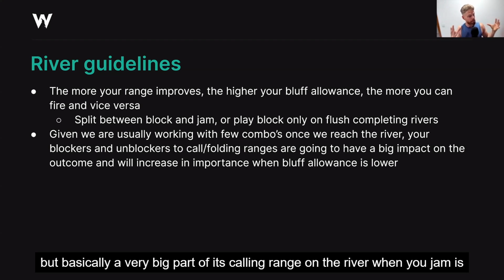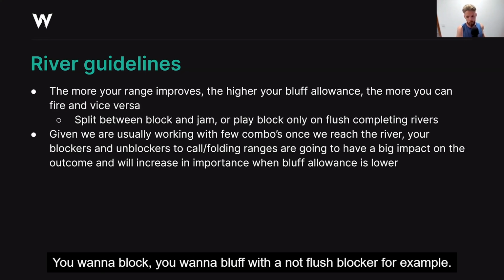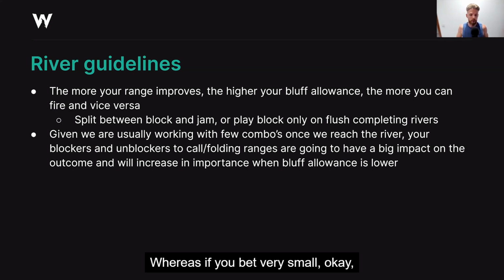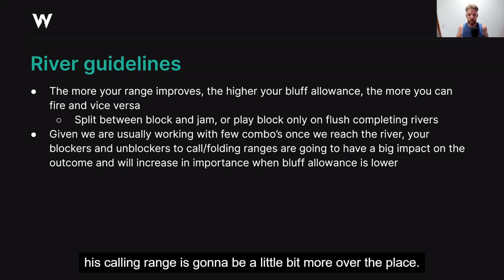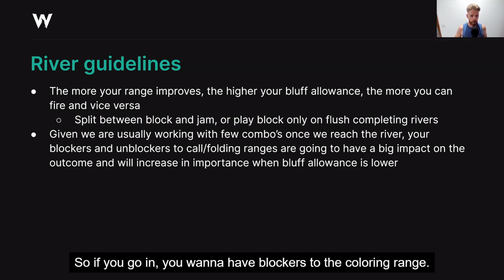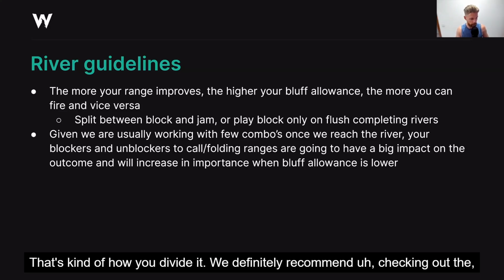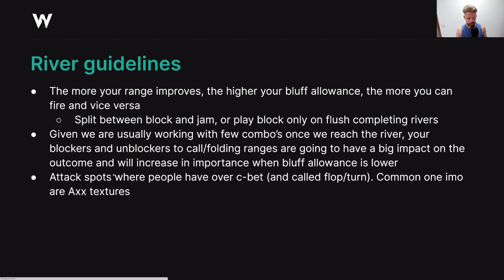But basically, a very big part of Villain's calling range on the river when you jam is going to be a flush. So therefore, you want to block the calling range. Okay, you want to bluff with a not flush blocker, for example. Whereas if you bet very small, okay, his calling range is going to be a little bit more all over the place. So then you just want to have unblockers to the folding range. Okay, so if you go all in, you want to have blockers to the calling range. If you bet very small, you want to have just unblockers to the folding range. Okay, that's kind of how you divide it. Would definitely recommend checking out the video that he made.